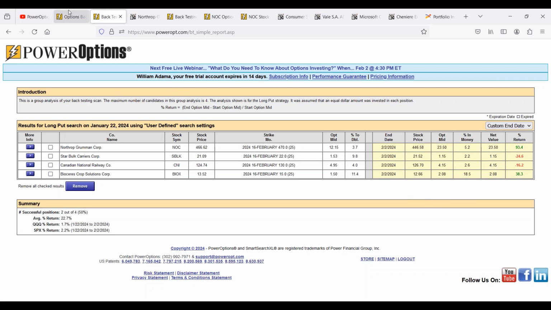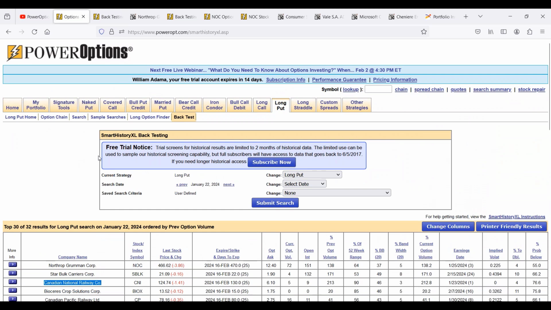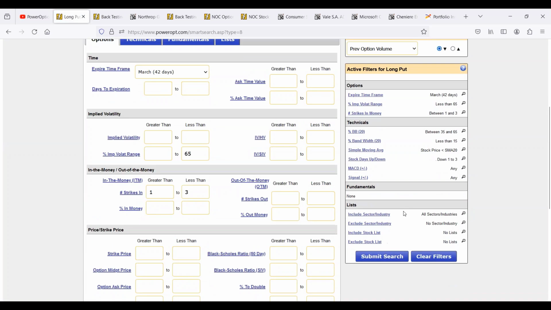So, all right. I'm not trying to downplay your idea, Scott. Not at all. What I'm trying to say is that we want to look at these things in conjunction with other things naturally. You're still going to do your due diligence, I understand. But for the search capability, that's what we wanted to look for there with those settings, the percent bandwidth in that 35 to 65 range, percent bandwidth 20 less than 15, stock price below the 20-day moving average, number of days stocks down 1 to 3. And then you can toggle what you want with your expiration time frame, the implied volatility range, so you're not overpaying for the option, and your range in or out of the money that you want to use, or perhaps the delta that you want to use as well in those cases.